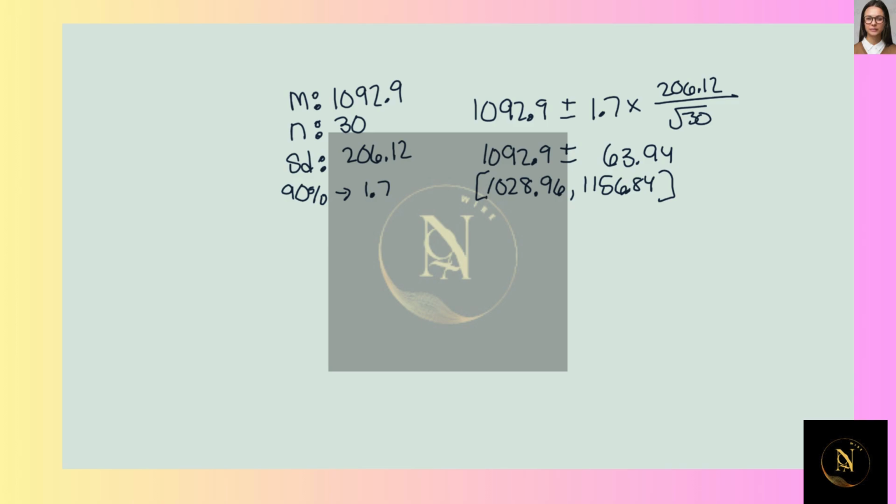Calculate the margin of error. So the margin of error is 63.94. Assume that the previous samples indicated an average margin of error of 50, an average standard deviation of 200. What implications does this have for the chosen sample size? So that would be 50 for your margin of error and the standard deviation of 200.